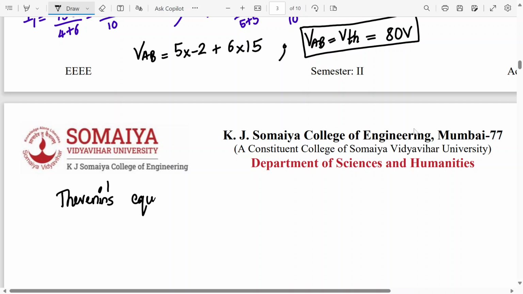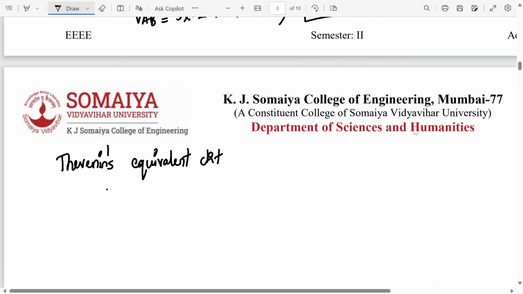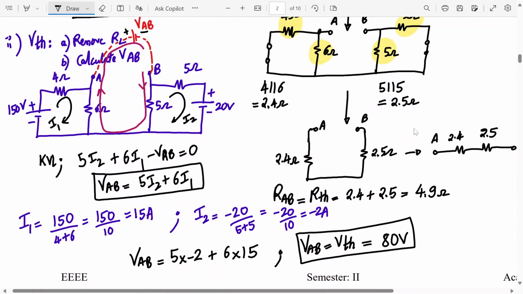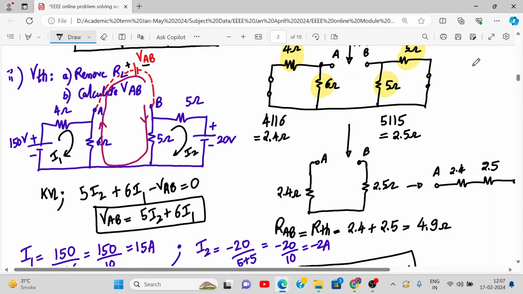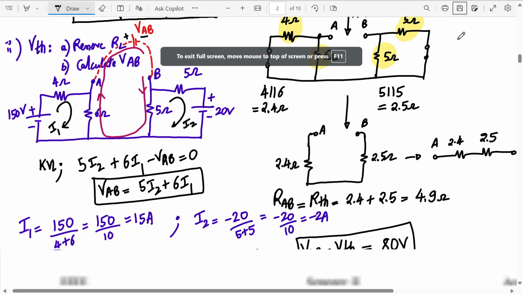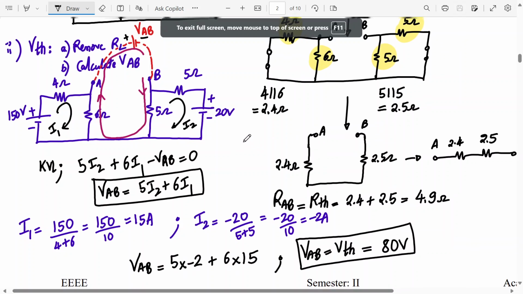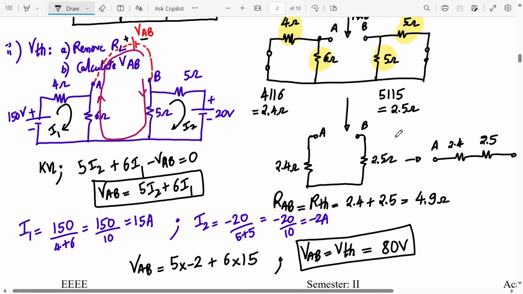Thevenin's equivalent circuit. So what is there in Thevenin's equivalent circuit? Sir, can you scroll the slide up once? Yeah, yeah. Where do you want me to help you? What step didn't you understand, or are you just writing it? I'm just writing it. Okay, okay. Complete it, please.